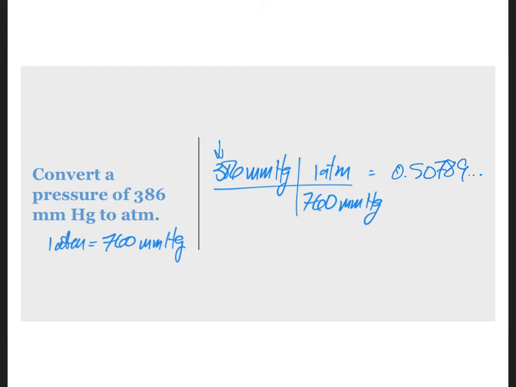We see that we have 1, 2, 3 sig figs. So we've got around to 1, 2, 3 right here. So this will give us a final answer of 0.508 ATM.